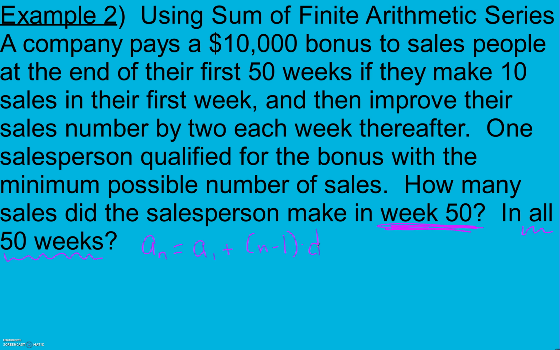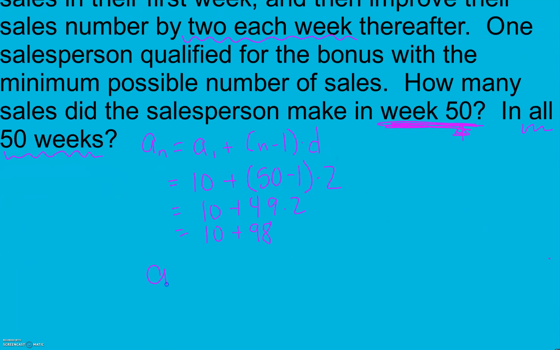Here, our first week, it says we need 10 sales. The number that we're looking for is week 50. And our common difference is 2 each week, so times 2. 10 plus 49 times 2. 10 plus 98 is going to give us the amount of the 50th term to be 108 sales.